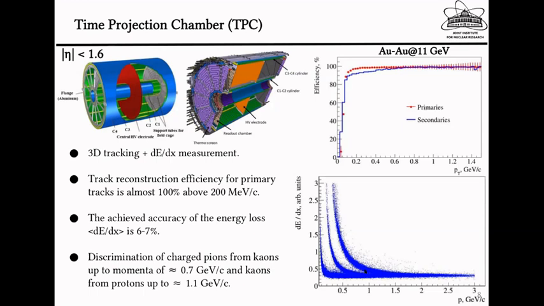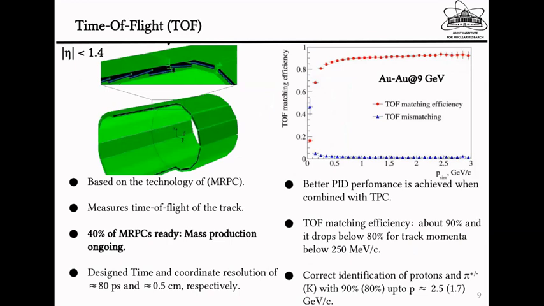The next detector is TOF, time of flight. The technology on which it is based is MRPC. The function of TOF is to measure the time of flight for the identification of the particles. Around 40% of the MRPCs are ready, and mass production is ongoing. The design time resolution for TOF is around 80 picoseconds.